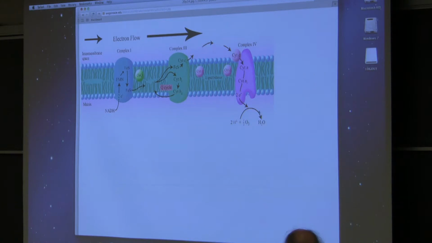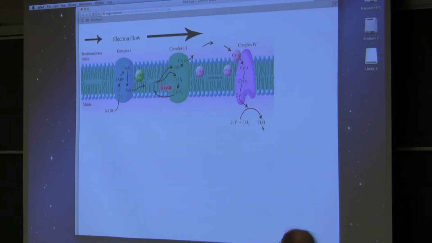Oxygen is going to pick up electrons, it's going to pick up protons, and it's going to make water. The reason that you're breathing heavily when you're exercising is because you need oxygen to recycle NAD. That's why you're breathing heavily. Okay?